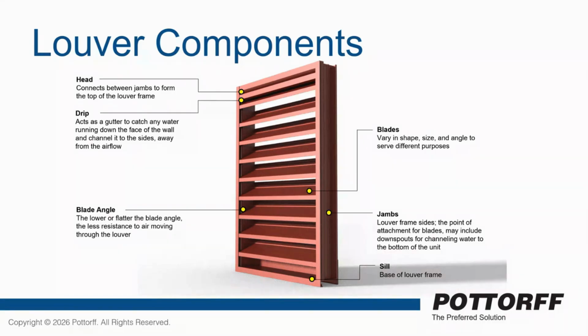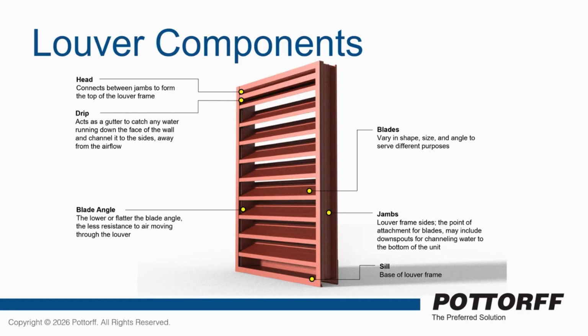And then in the interior of your louver, you're going to have a drip. I'll say probably 90 to over 99% of our louvers that we sell now have a drip on them. What this really does is it acts as a gutter to catch any water that might be running down the face of a building from rain. And it'll collect a lot of that water before it can even get to some of the blades and push it down into our jambs.